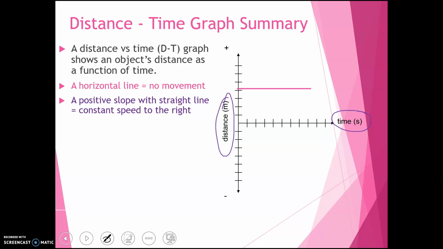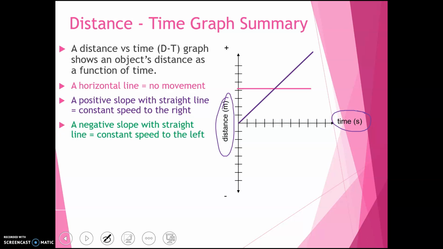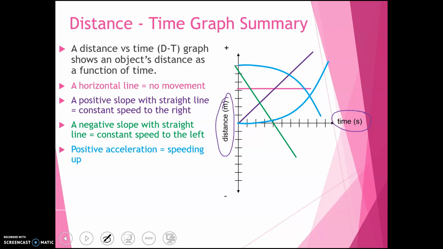Now, if we're talking about a positive slope that has a constant speed, that could be the object moving to the right, it would look like this. A negative slope with a straight line, that means that the object has a constant speed to the left, so that would look like this green line. All right, now when we're talking about positive acceleration, that means that the object is speeding up. So speeding up means it's going from slow to fast, so it could look like this blue line, or it could look like this blue line. Either way, we're going from a very shallow slope to a steep slope. So both of these curvatures represent positive acceleration.